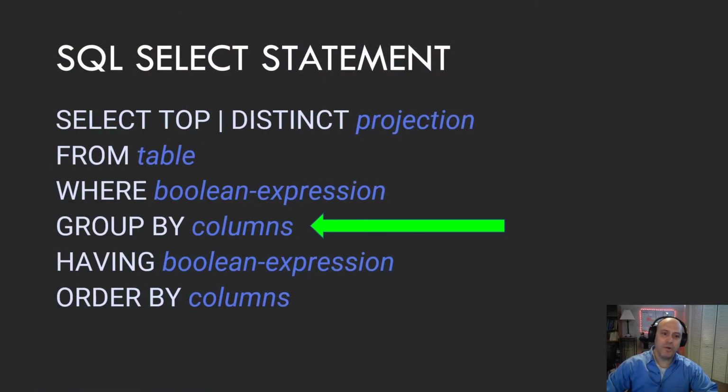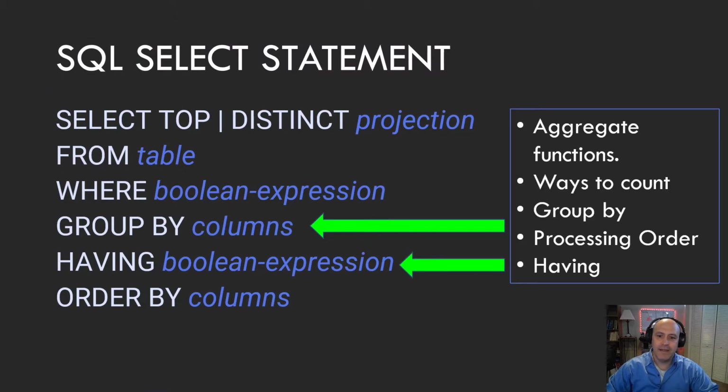All right, in this video, we're going to take a look at the group by and having clauses. Specifically, we'll start by looking at the aggregate functions. We'll look at the many different ways that you can count data and use that count aggregate function. Then we'll discuss group by, how to use it, the secret processing order of group by, where it occurs in the processing of the select statement. And then we'll talk about the having clause and why the having clause exists and how you can use that.